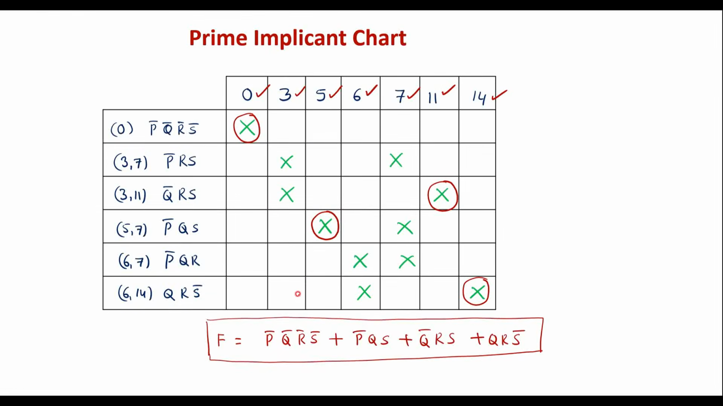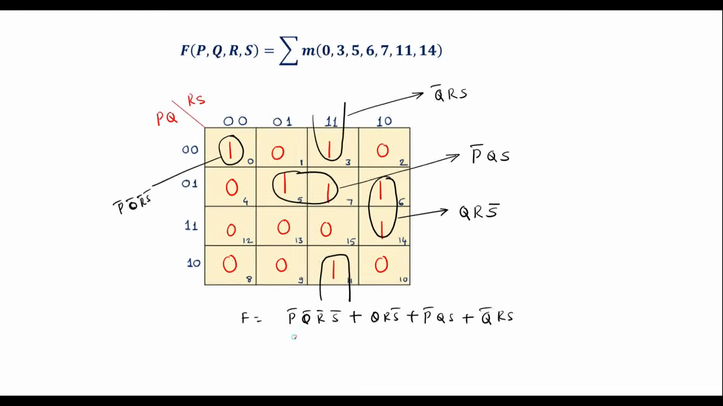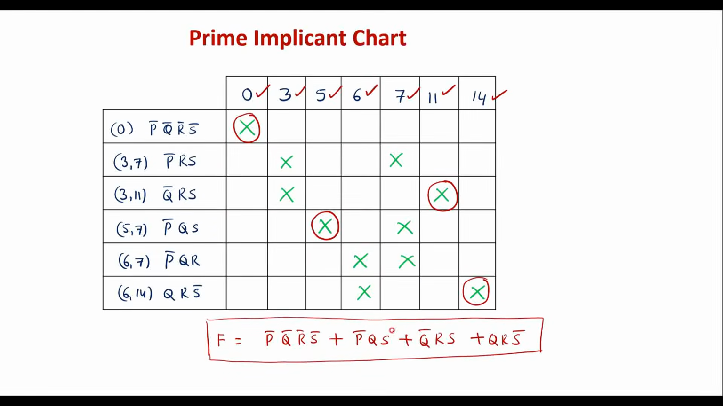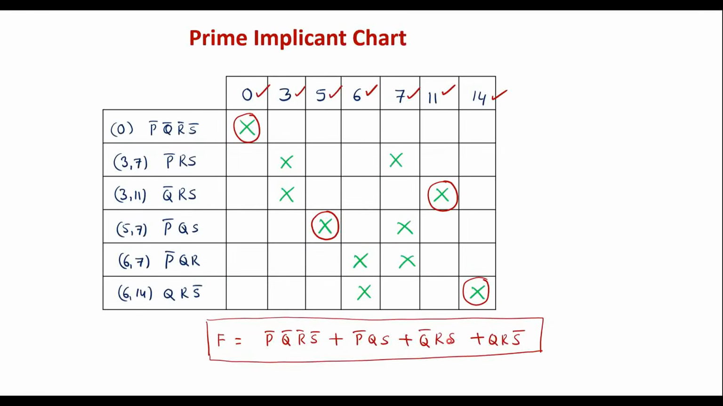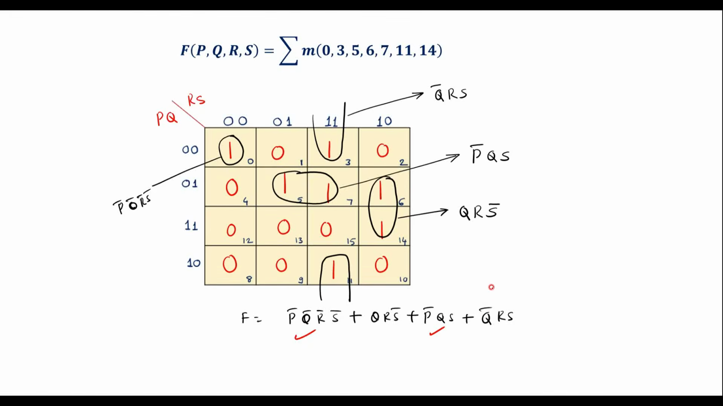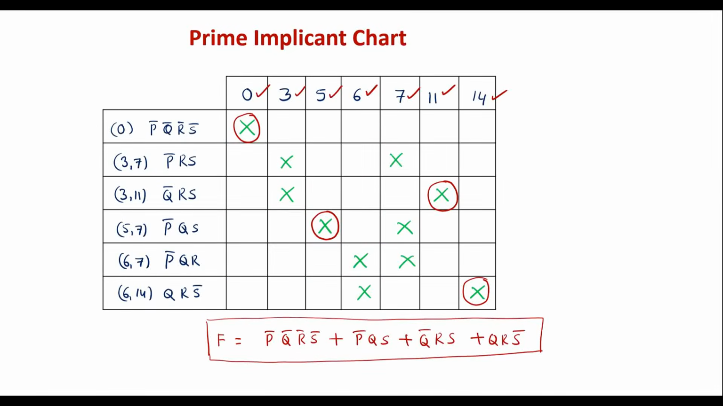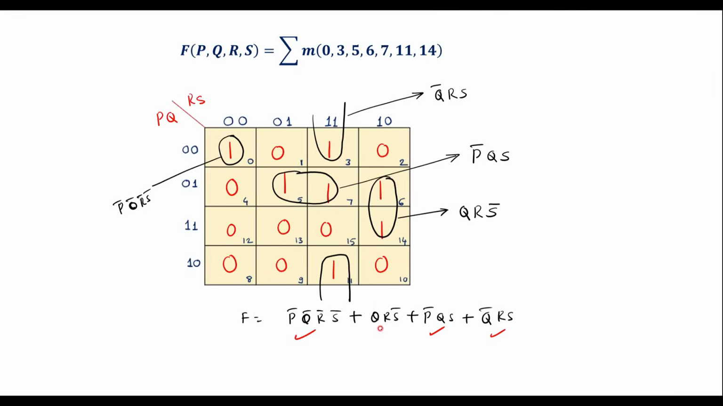Now let me compare. So here it is P bar, Q bar, R bar, S bar. We have P bar, Q bar, R bar, S bar. Here we have P bar QS. We have P bar QS. Then we have Q bar RS. We have Q bar RS. Next term is QRS bar, QRS bar. So the result is verified.